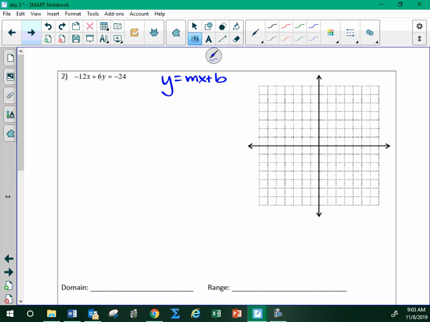Wait, so for number one, the one we just did, that would be all real numbers, right? All real numbers. Still just a line. All real numbers.